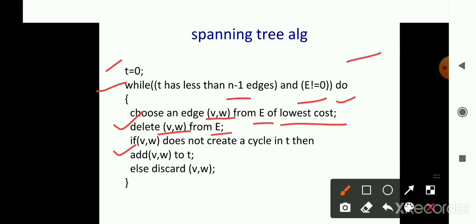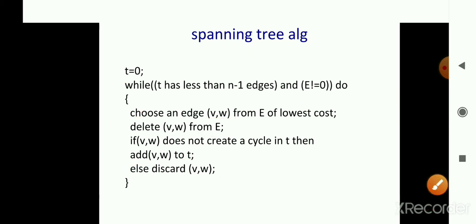Now if V and W does not create a cycle, then we are going to add it into the tree, right? Or else if it creates a cycle, we are going to discard it, right? So here we are going for each and every edge there. If it is not creating a cycle, we are going to add it into the tree, otherwise we are going to discard it, and we are initially choosing the lowest cost here, right? So that is what we have as the actual algorithm.